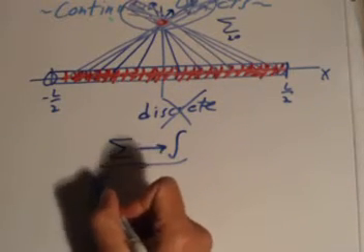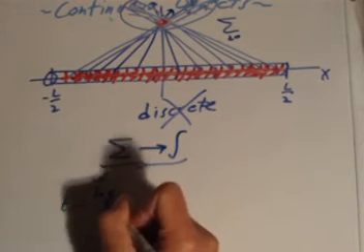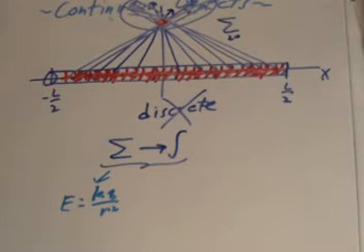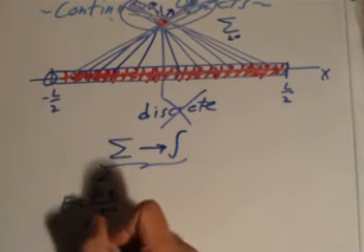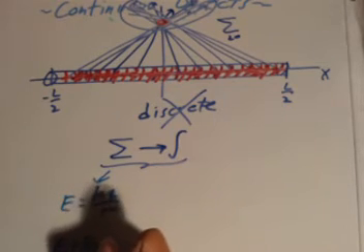Let's do a little bit of discrete stuff over here. We know, for instance, that the electric field due to a discrete object is kq over r squared. That's the famous point charge equation that we have. And if we have more than one point charge, of course, we can add the electric field due to one point charge plus the electric field due to another point charge.